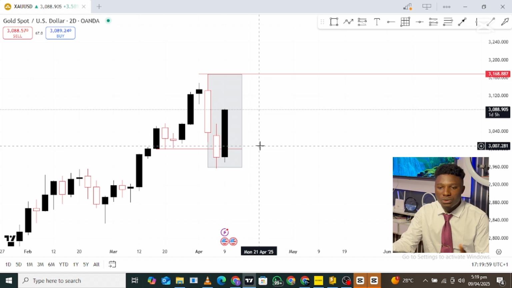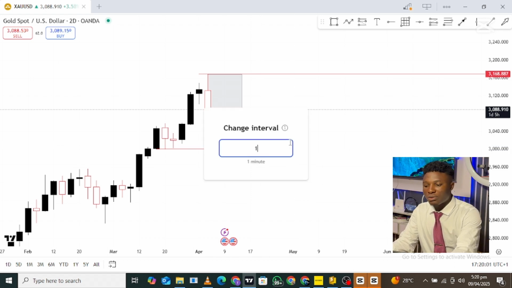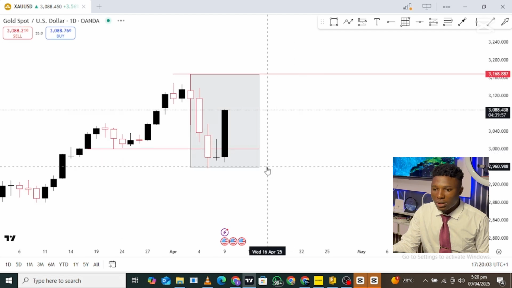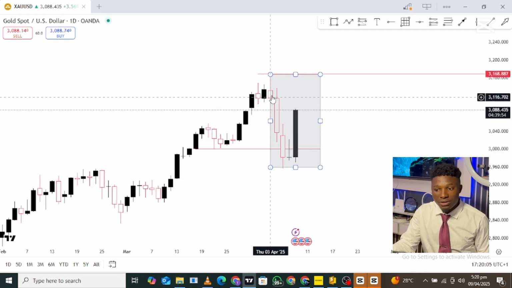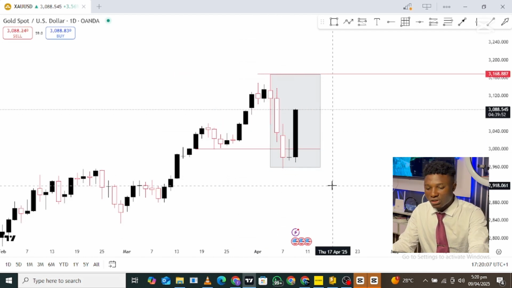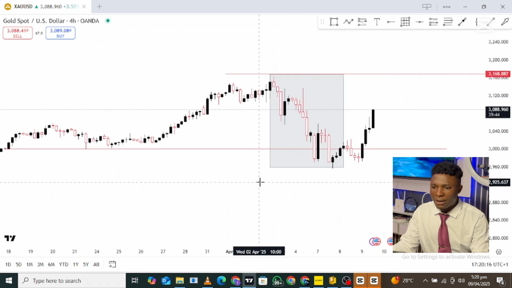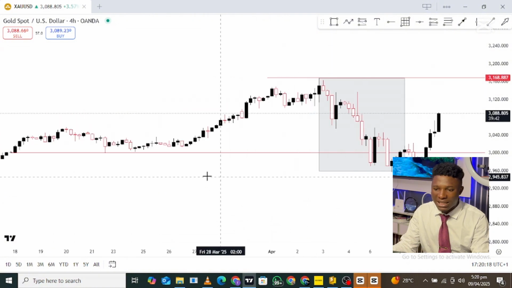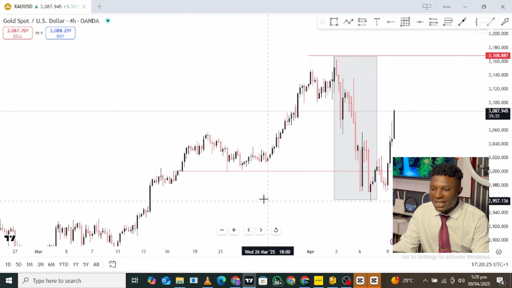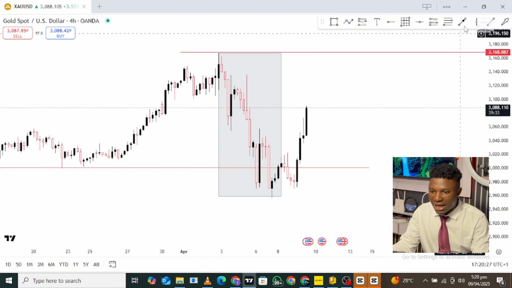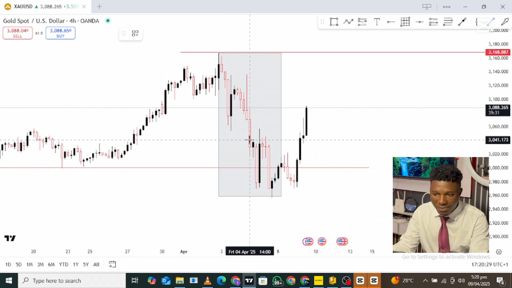So right now we are on 2D. Let's check our 1D. Okay, so all the candles are the same thing. Let's jump to the 4 hour time frame. On the 4 hour time frame right now, you can see that immediately after price ended up taking out this particular low right here, price went up and then took out this particular high as a liquidity. Can you guys see this particular high?